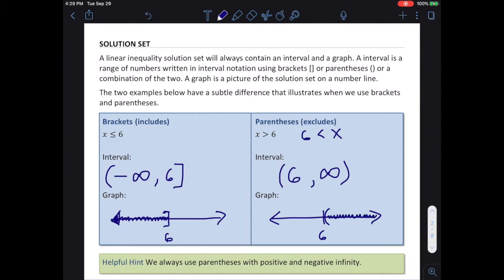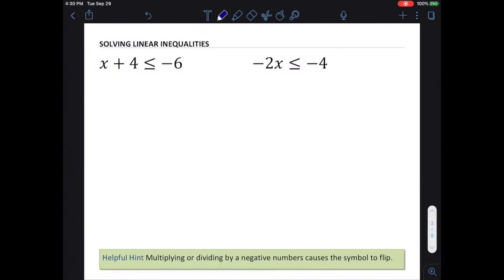So this indicates every single number to the right of 6, or to positive infinity. Okay, and you'll notice in both of these cases, we don't actually write infinity on the number line. What represents infinity is the shading of the arrow at the end of the number line. All right, so that's a solution set. Let's look at some examples.